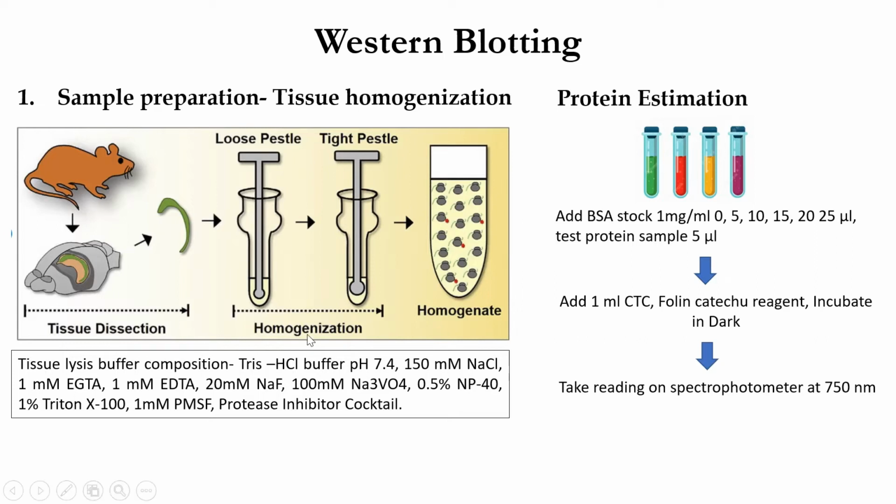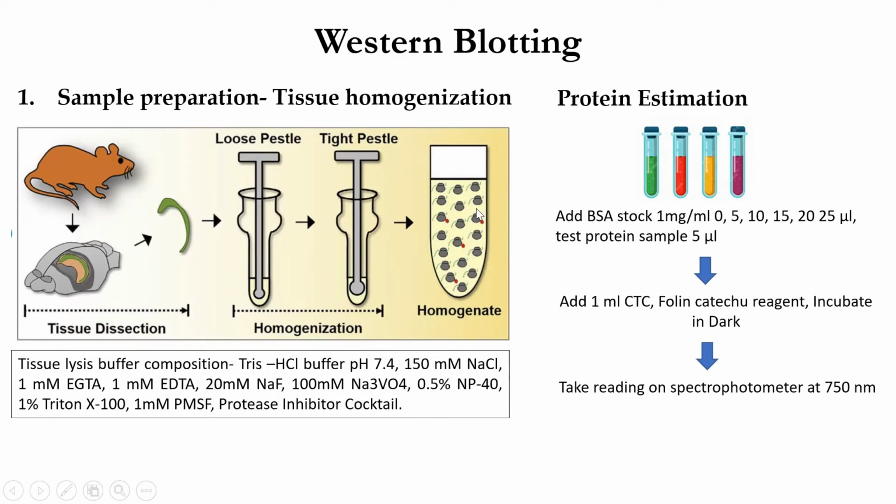Now this buffer has different components. The components have their own roles. Basically, they maintain the pH, and there are different protease enzymes in the cell which degrade the proteins. But now we are interested in the protein, so we have to inhibit those enzymes. That's why we add protease inhibitor cocktail here. And after this physical method of homogenizing the tissue, what we get is a whole cell suspension, that is the homogenate, which we further use for Western. Okay, so now this is the tissue homogenate from a tissue.